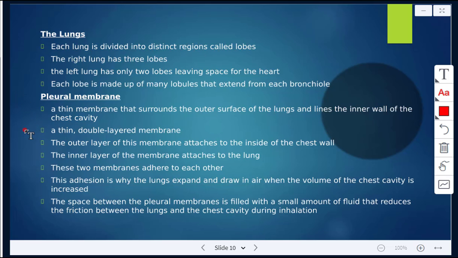The outer layer of the membrane is going to attach to the inside of the chest wall. The inner layer of the membrane attaches to the lungs. And these two membranes adhere to each other, and this adhesion is why the lungs expand and draw in air when the volume of the chest cavity is increased. The space between the membranes is filled with a small amount of fluid to reduce any friction between the lungs and the chest cavity during inhalation.